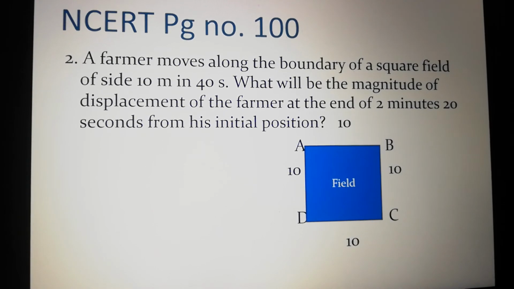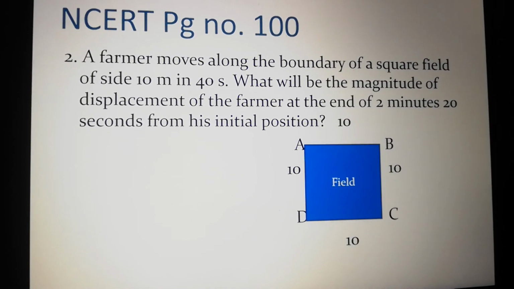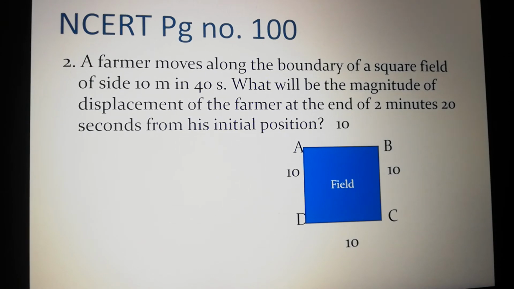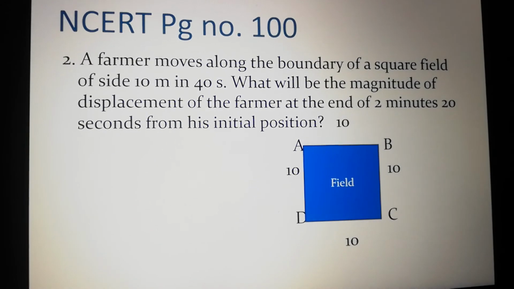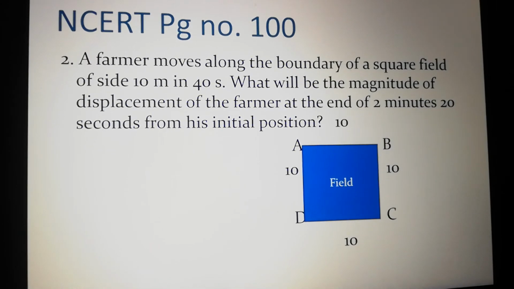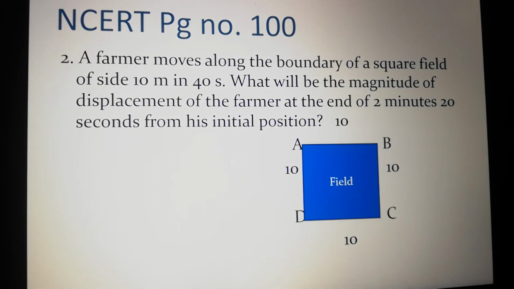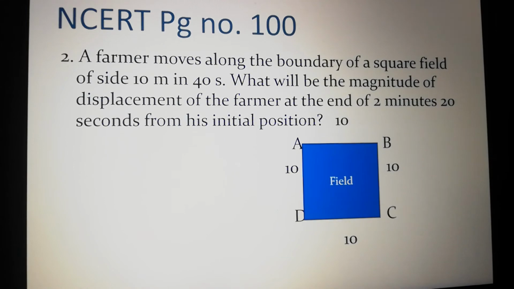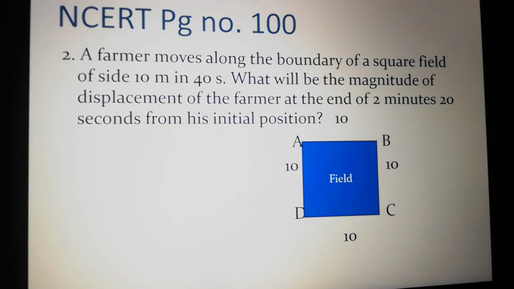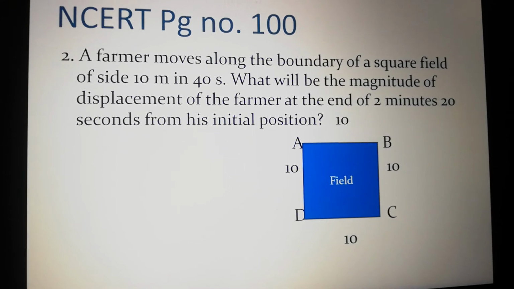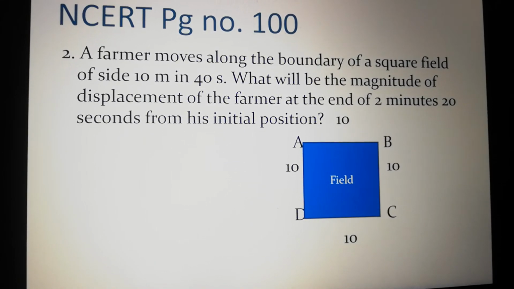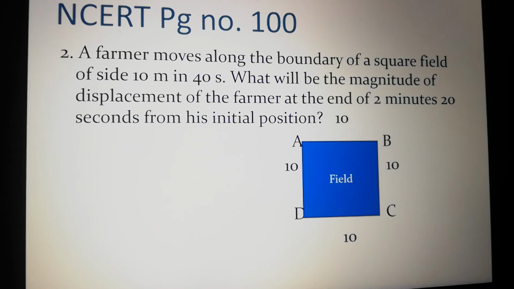But what is his final position? For that you will have to find out at the end of 2 minutes 20 seconds he is at which point. Is he at point A or point B, C or D? So we have to find that out at the end of 2 minutes 20 seconds where he will be, and then only we can calculate the displacement.